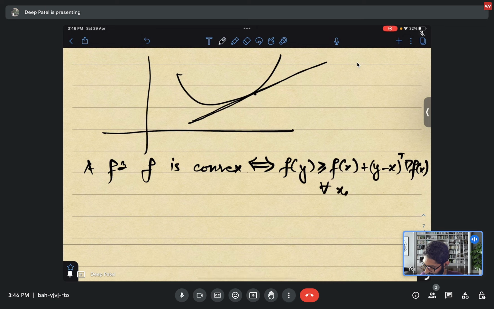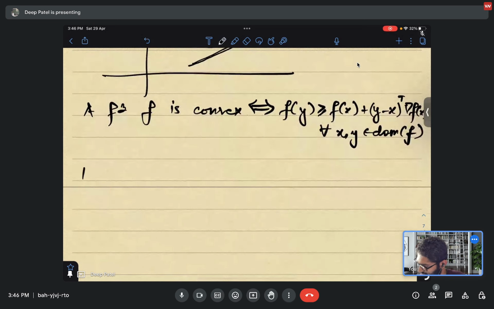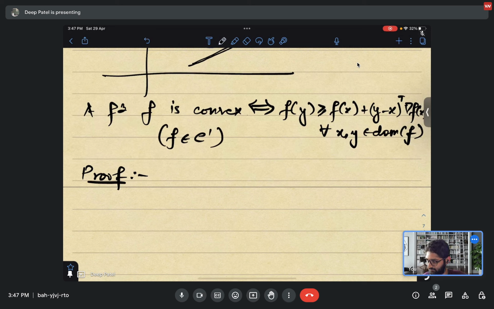For all x, y in the domain of f. Right, so how do you prove this? So we'll assume that f is continuously differentiable. So how do we proceed with this?